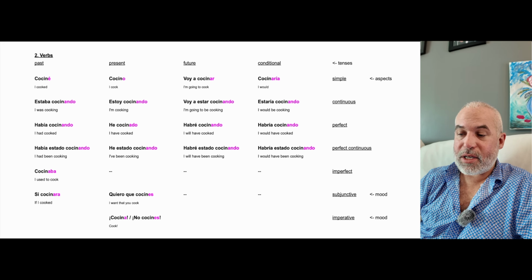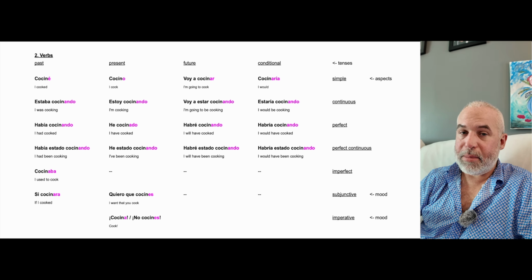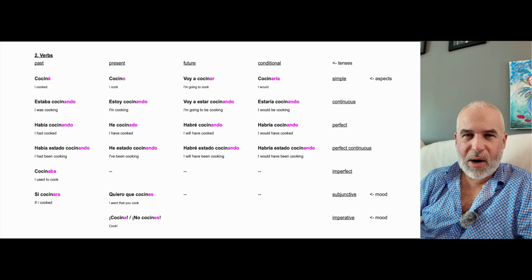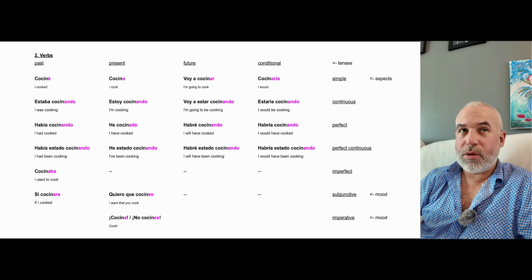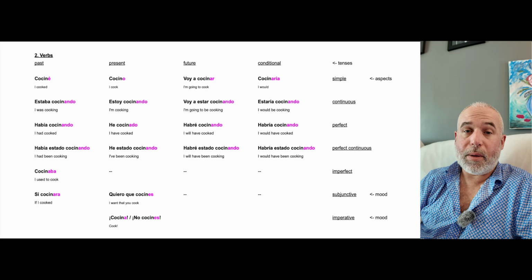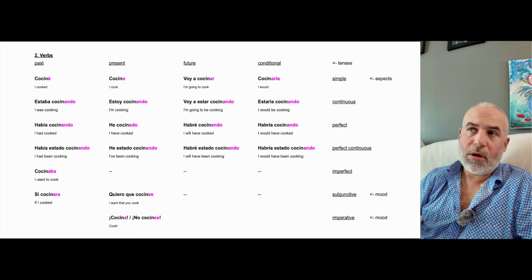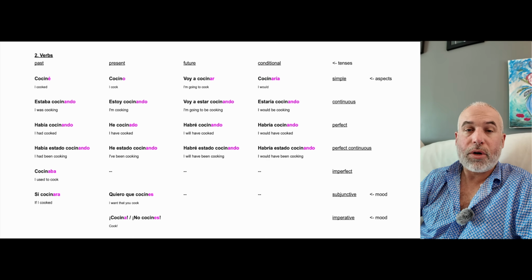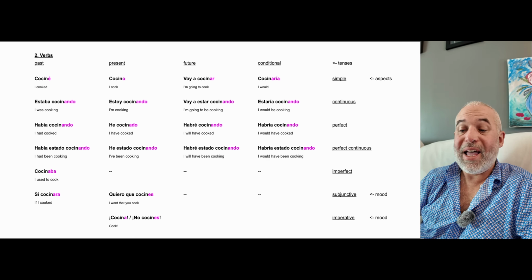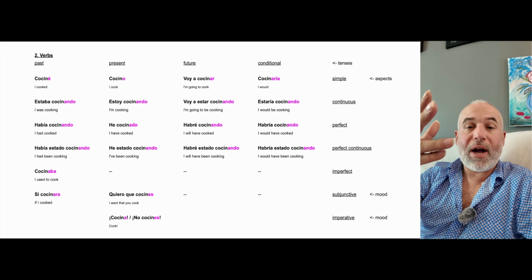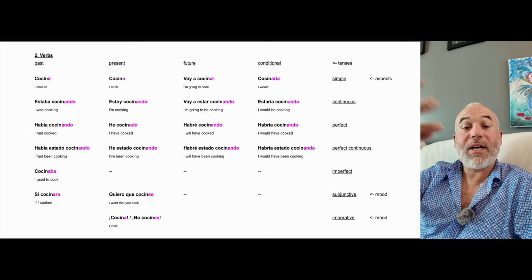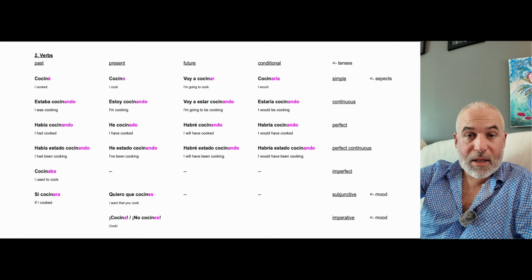Perfect continuous. Just add layers on layers here. I had been cooking. Había estado cocinando. How often do we use that tense? I don't know. I have been doing this. We use that a lot. What have you been up to? What have you been doing? ¿Qué has estado haciendo? Oh man, I've been cooking for the last 2 days for this party. He estado cocinando. I've been traveling. He estado viajando. I've been practicing my Spanish. He estado practicando mi español.